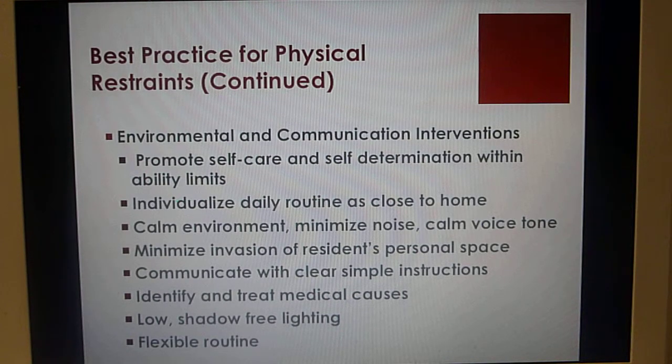Environmental and communication interventions include promote self-care and self-determination within ability limits, individualize daily routine as close to home, calm environment, minimize noise, calm voice tone, minimize invasion of residents' personal space, communicate with clear, simple instructions, identify and treat medical causes, low shadow-free lighting, and flexible routine.